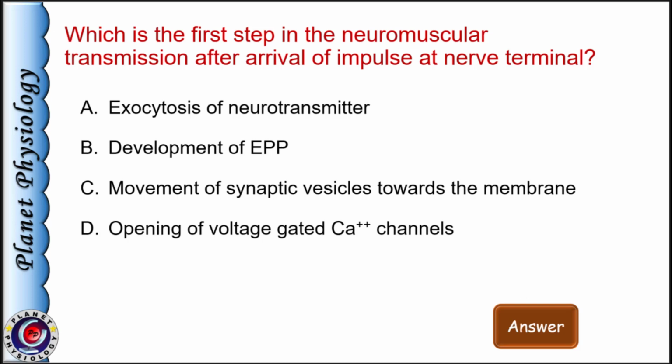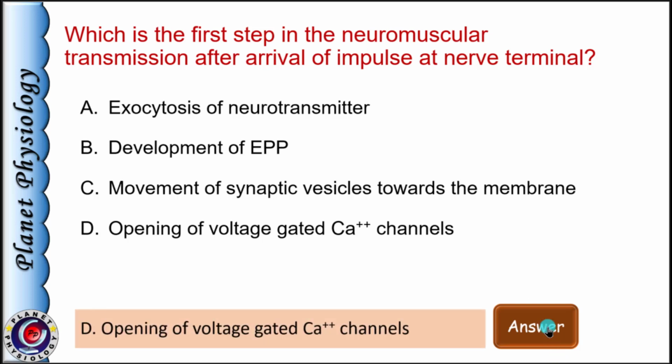Okay, simple straightforward question. Yes, the correct answer is option D, opening of voltage gated calcium channels. This calcium influx in the presynaptic terminal initiates exocytosis of vesicles by stimulating their transport towards the release site.